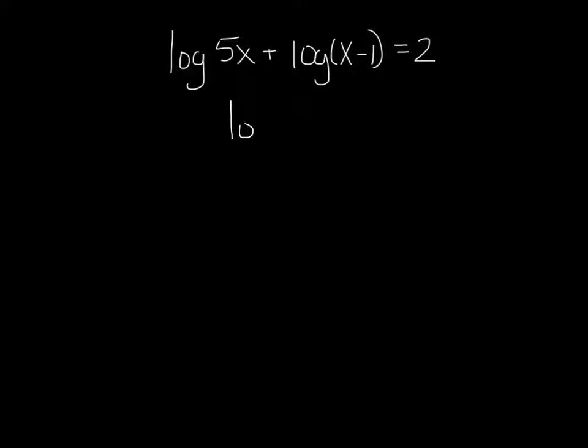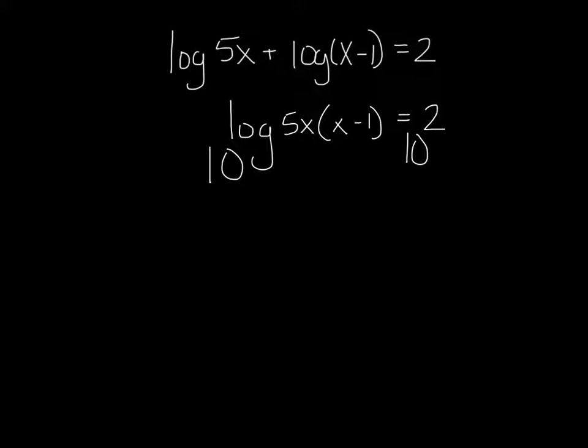So I want to write it as one log first, and that's often a mistake people make, is they go straight to exponentiate. But no, you want to get one log first. Now I can exponentiate. The base of my logarithm is 10, so I'm going to use 10 as my base here. So now it's 10 to the log of that stuff and 10 to the second. Now I have the inverse effect here, so we get 5x times x minus 1 equals 10 squared, which is 100.